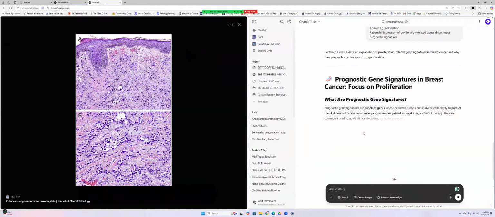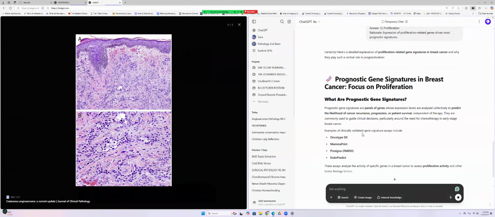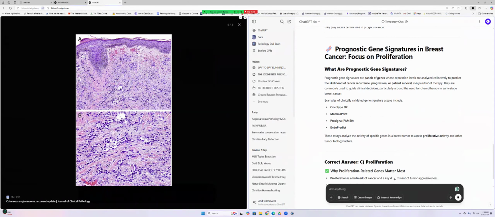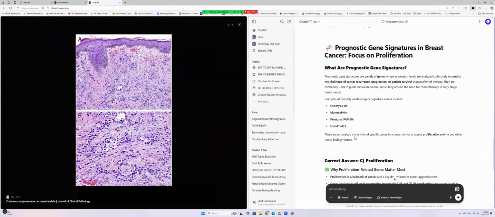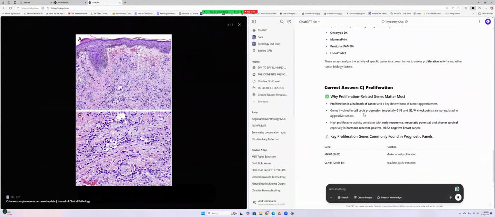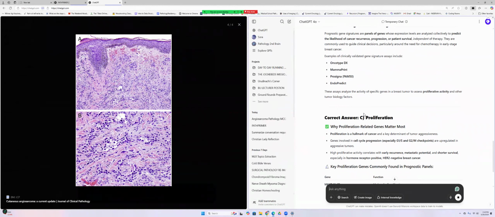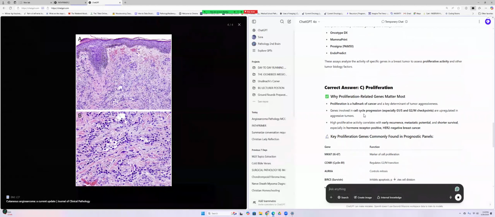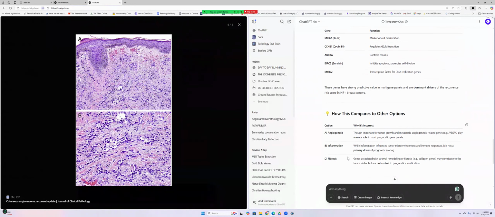Prognostic gene signatures are panels of genes whose expression levels are analyzed collectively to predict the likelihood of cancer recurrence, progression, and patient survival. Examples of clinically validated gene signatures include Oncotype DX, MammaPrint, Prosigna, EndoPredict, PAM50. I think these are assays used to analyze the proliferation activity of breast cancer tumors. Ki67 is the one we use.